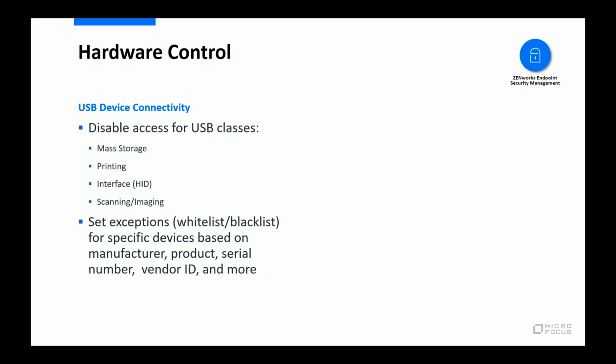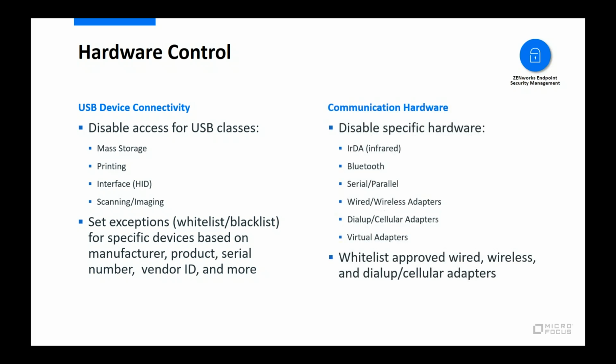As mentioned before, the device scanner helps you collect device information and import it into the system so that defining exceptions is easier. In addition to USB devices, you can control access to a number of other communication hardware interfaces and adapters, allowing you to disable capabilities such as Bluetooth or specific types of wired, wireless, and cellular adapters.